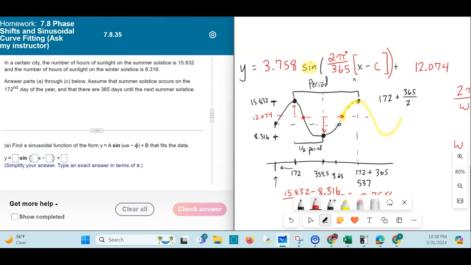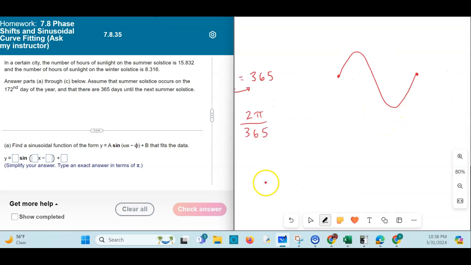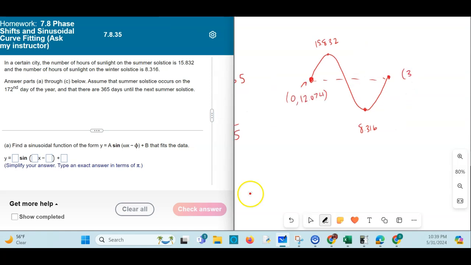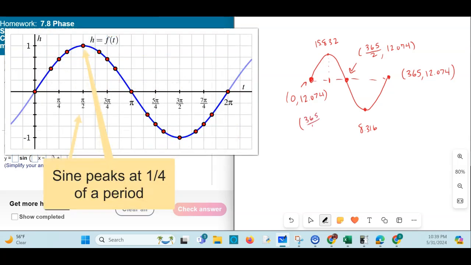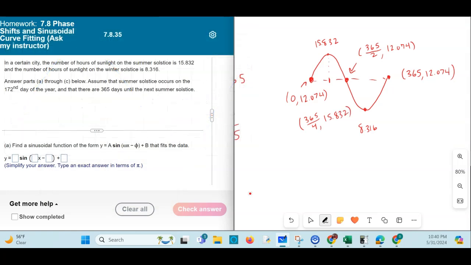All right, so if this was not shifted, if C were 0, what happens is we have this sine wave, and it would bounce up and down. There's my midline. It would bounce up and down like this, but this would be 0, 12.074. This would be 365, 12.074. And this value right here would be 365 over 2, 12.074. All right, and that means this value right here, where the maximum is supposed to occur, would be 365 over 4, 15.832. All right, 365 over 4 is 91.5.